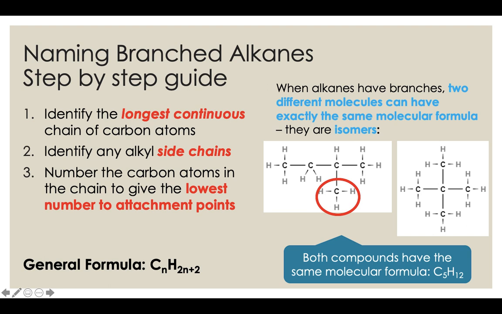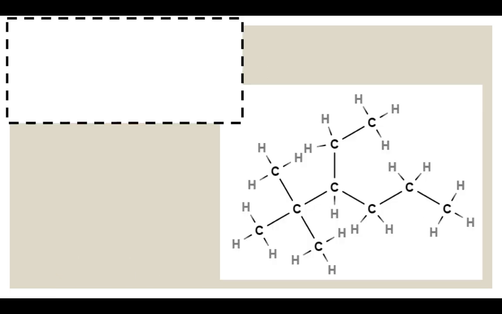Then we need to number the carbon atoms in the chain to give the lowest number to attachment points. That means that instead of starting numbering on this side, we need to start numbering on that side, on the right-hand side for this molecule, so now your alkyl group will be on the 2nd carbon. That is the lowest position number that we can give. In the end, you need to name the isomer. Okay, so how do we do this?